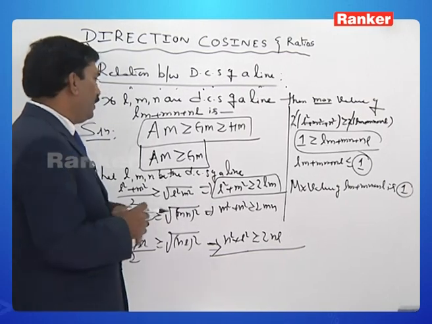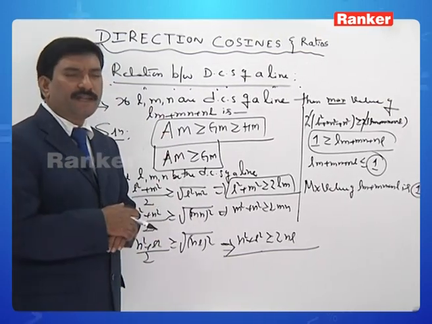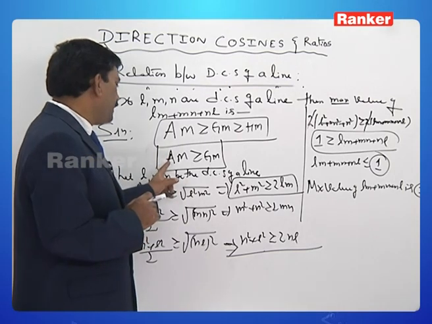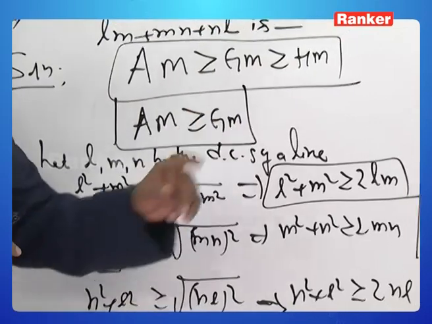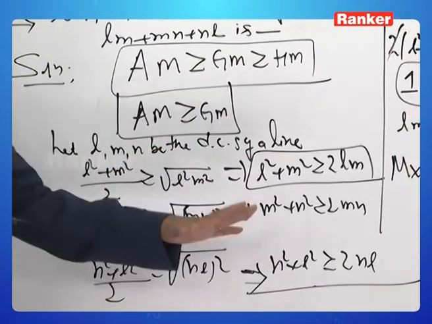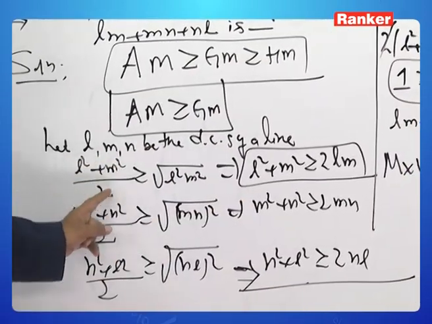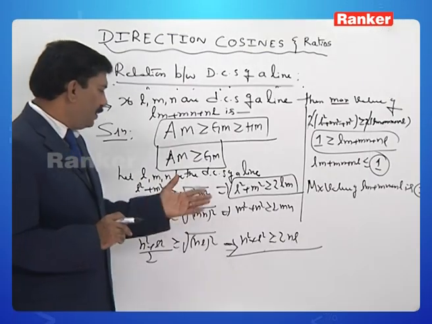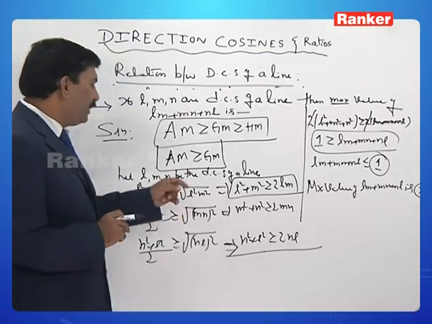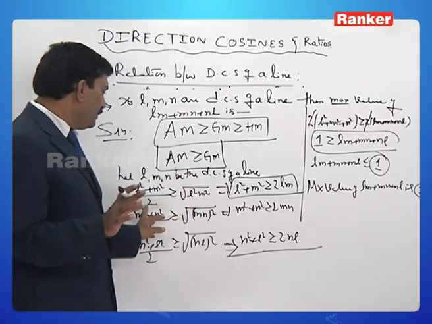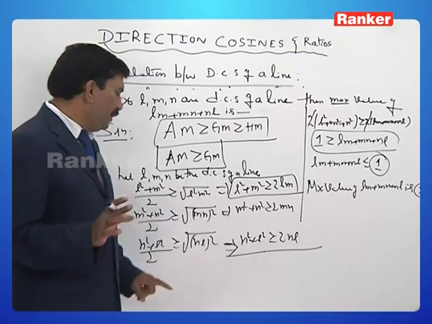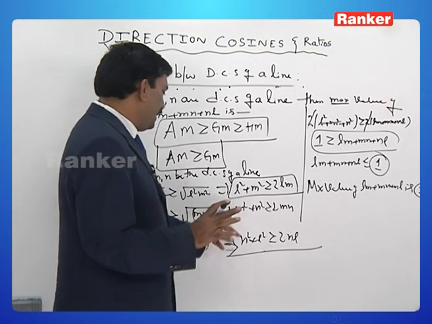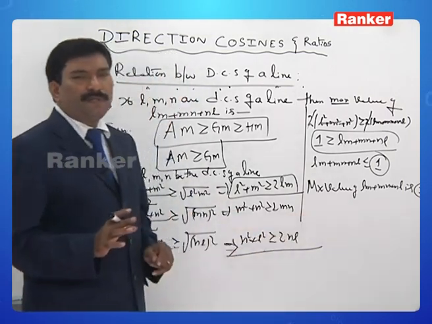Hereafter, when L, M, N are the DCs of a line, to find the maximum value of LM plus MN plus NL, here is the one important identity: the AM is greater than or equal to the GM. By using this, let L, M, N be the DCs of a line. L square plus M square by 2 is greater than or equal to the square root of L square M square, which is nothing but LM. Cross multiply by 2, we have 2LM. That is, M square plus N square is greater than or equal to 2MN. Next, N square plus L square is greater than or equal to 2NL.